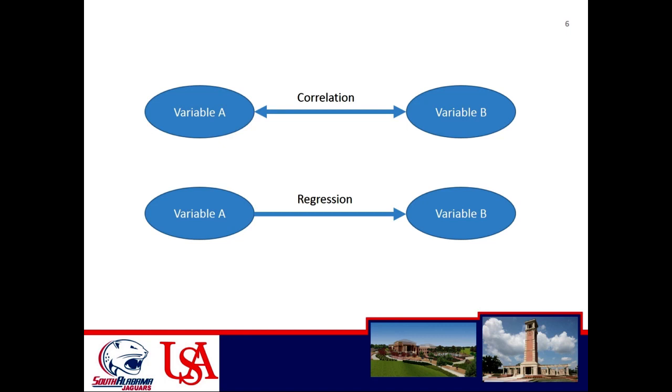So with regression, variable A could predict variable B. And therefore you have a single-headed arrow, you're looking at prediction, you're looking at directional influences, you're inferring that there's some type of causal effect, or at least implying it, whereas correlation is a two-headed arrow. With correlation, you're just looking at the general relationship between two things.